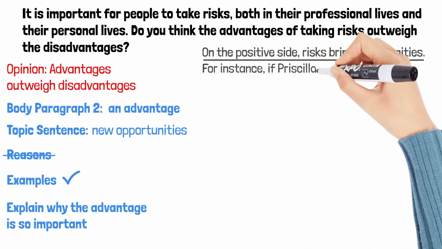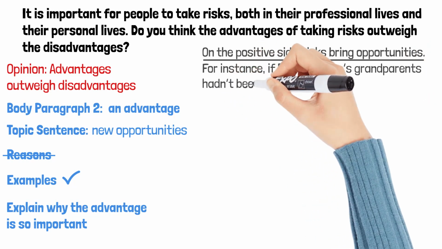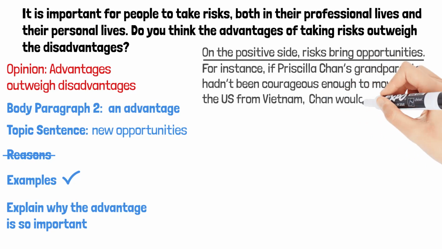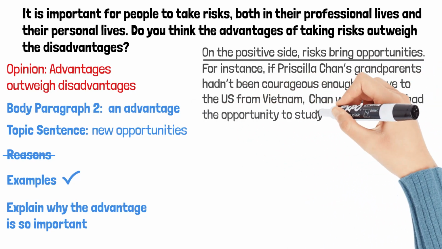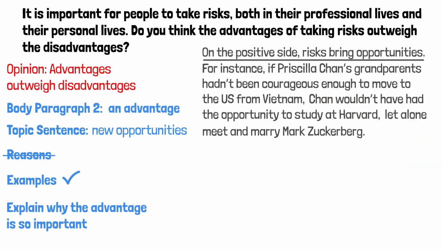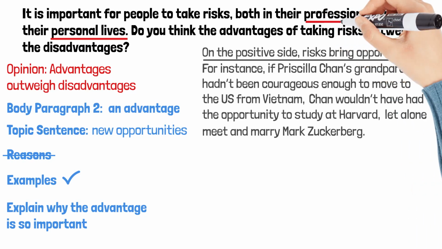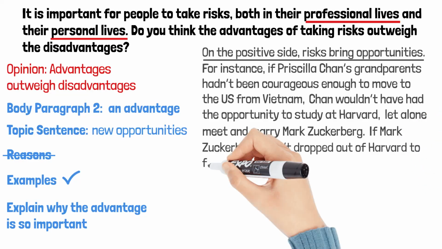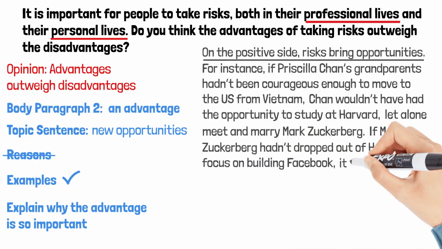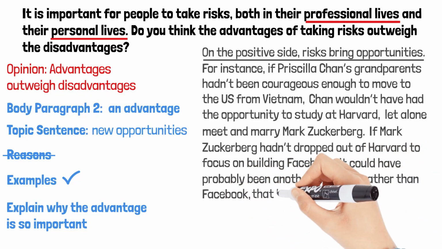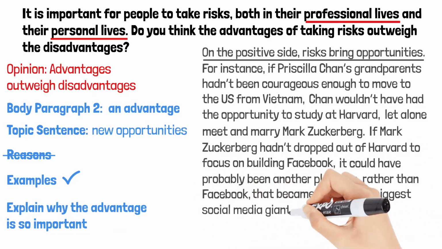For instance, if Priscilla Chan's grandparents hadn't been courageous enough to move to the US from Vietnam, Chan wouldn't have had the opportunity to study at Harvard, let alone meet and marry Mark Zuckerberg. This example is about personal life. Now I will write an example about professional life. If Mark Zuckerberg hadn't dropped out of Harvard to focus on building Facebook, it would have probably been another platform rather than Facebook that became the world's biggest social media giant.